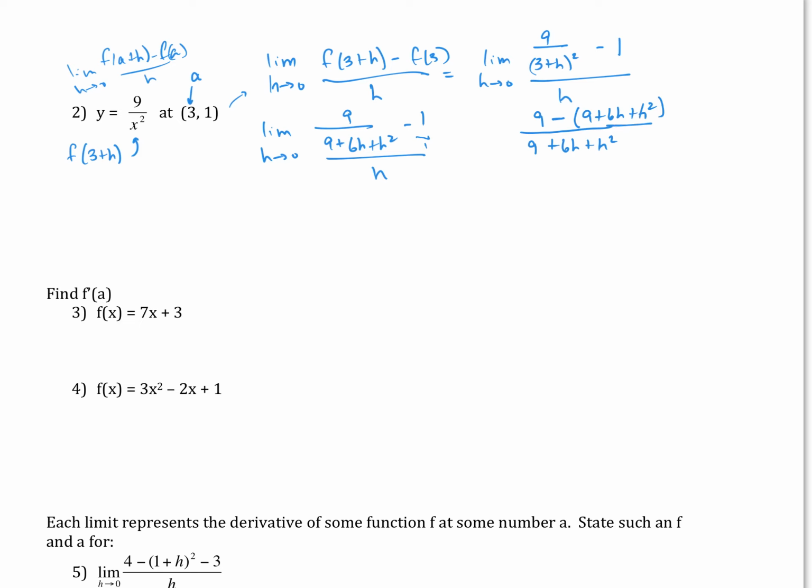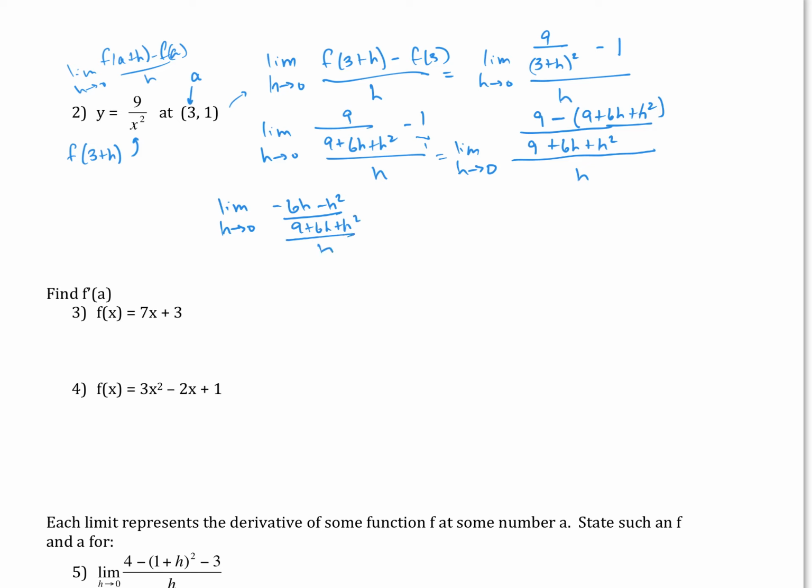Okay, these are called complex fractions. So you need to remember how to do complex fractions. So that's the limit as h goes to 0. So now let's clean up the top. I'm going to save a couple steps because I'm running out of room. So you can distribute the negative, combine like terms, do all that good stuff. You'll end up with negative 6h minus the h squared all over the 9 plus 6h plus h squared all over the h.